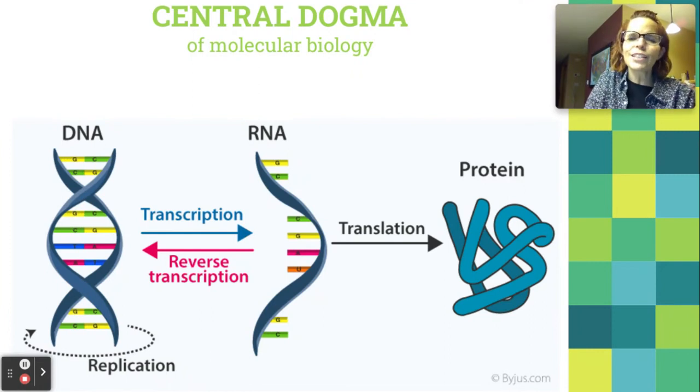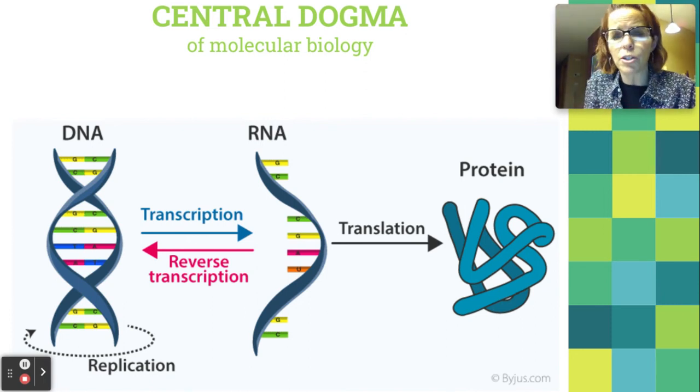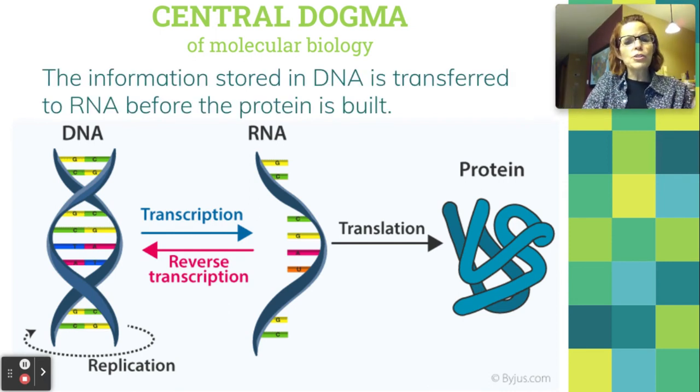All right, so this is called the central dogma of molecular biology. I hate that name, but it is what this is called. The central dogma of molecular biology is the idea that we start with DNA. All information is stored as DNA. It is transferred to RNA through a process that's called transcription. We're going to learn about transcription later, not yet. And then that information is used to build proteins. So the information stored in DNA is transferred to RNA before the protein is built. That's called the central dogma of molecular biology. Like, that's a phrase that I think is so not interesting. That's what they call it.